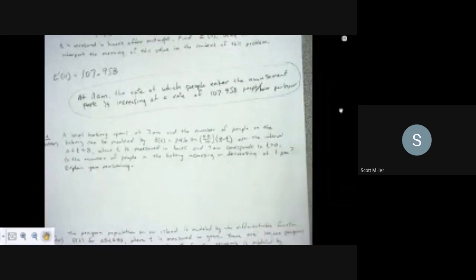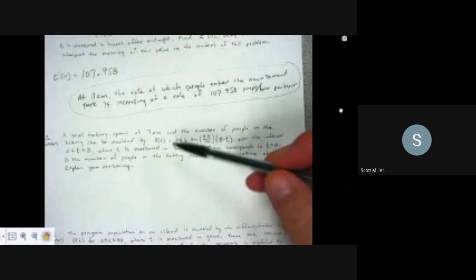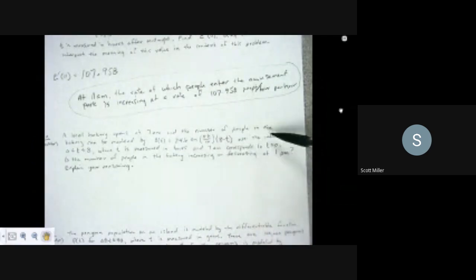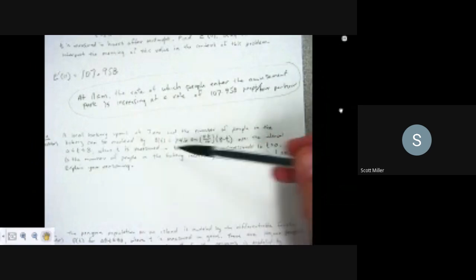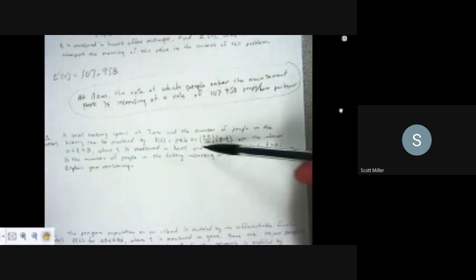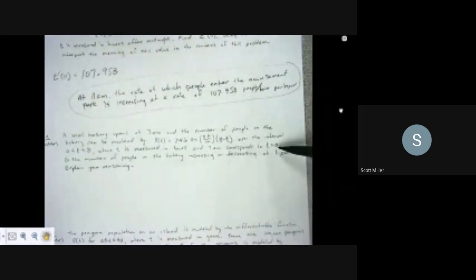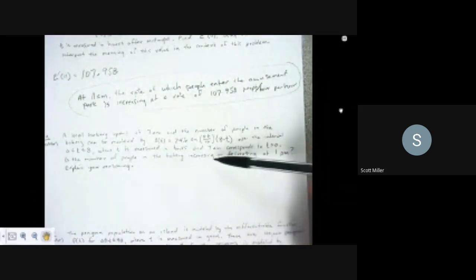Let's look at another question right here. A local bakery opens at 7 a.m. and the number of people in the bakery can be modeled by B of T over the interval between 0 and 8. So this formula works between 0 and 8. T is measured in hours, and 7 a.m. corresponds to T equals 0. Is the number of people in the bakery increasing or decreasing at 1 p.m.?